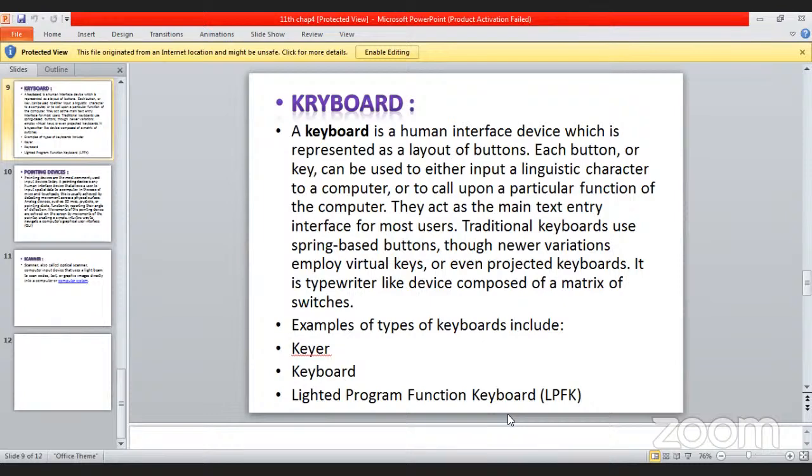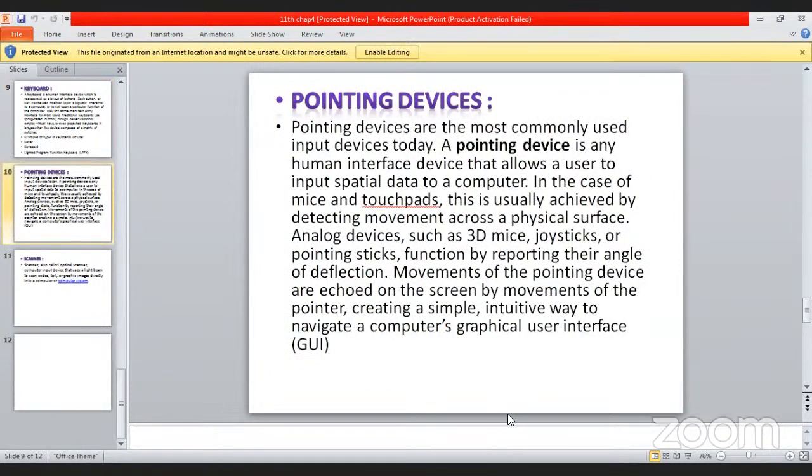Next we will see the pointing device. What is a pointing device? The mouse. Why is it called a pointing device? It's because it is mainly used for pointing. Pointing devices are the most commonly used input devices today.